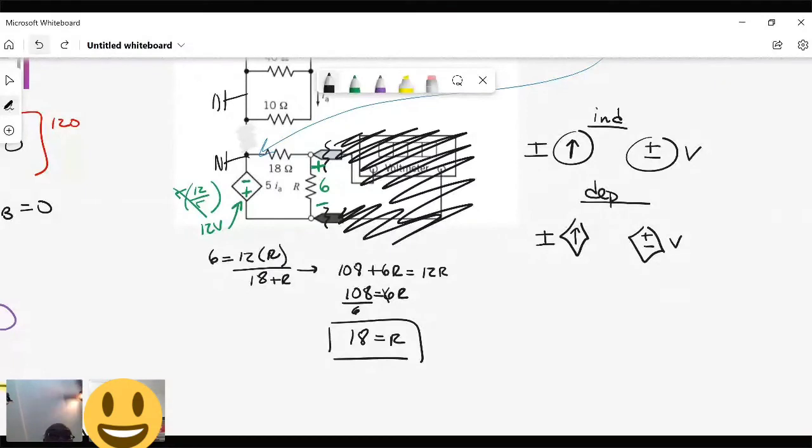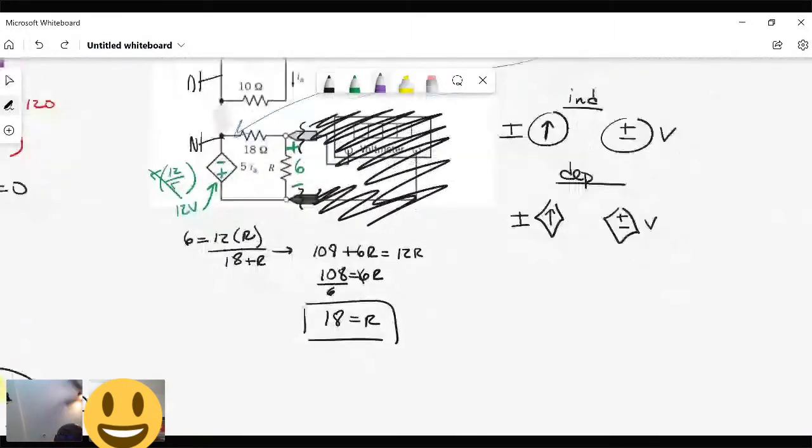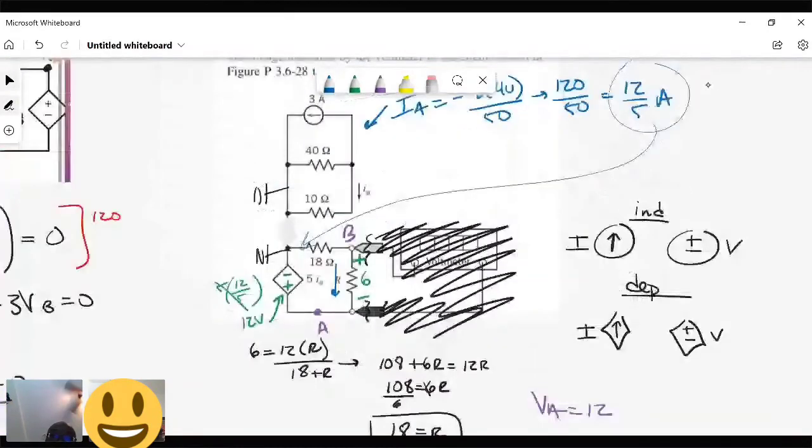So just because I put this ground here doesn't mean I have to do the no voltage method. I can do the no voltage method, though. If I did, I would name this A, and I would name this B, and I would just say VA equals 12 because I already solved for it. Then I would set up my equation. I would assume that the current goes down. Oh shoot, it's supposed to be negative. Hold on, I'm messing up.